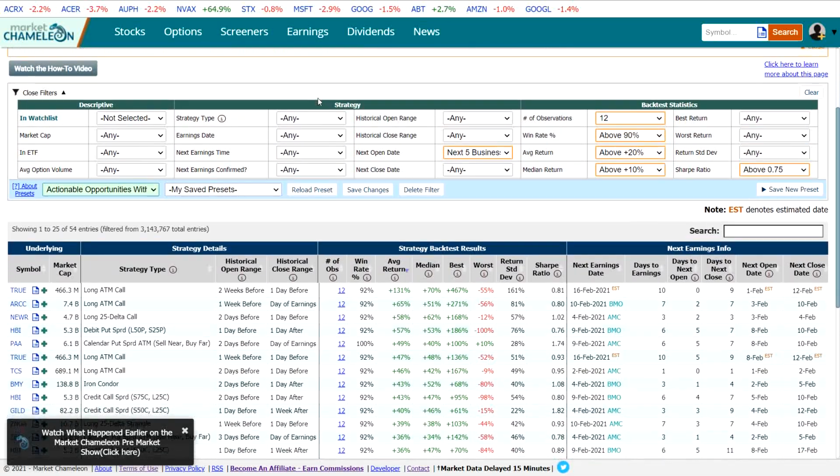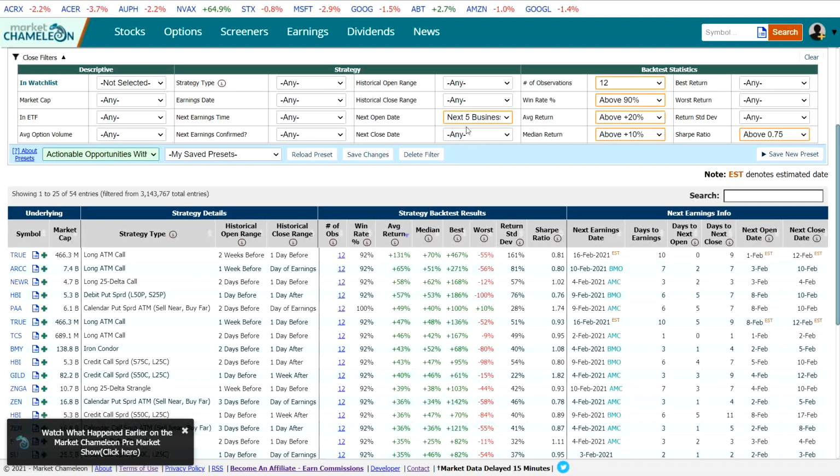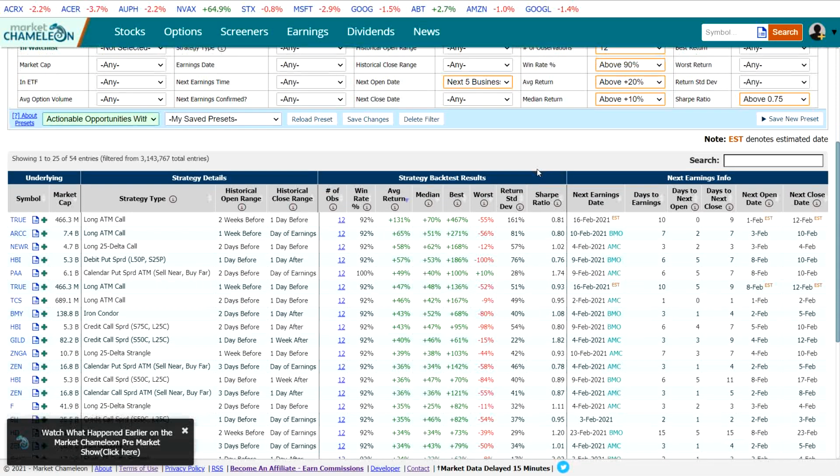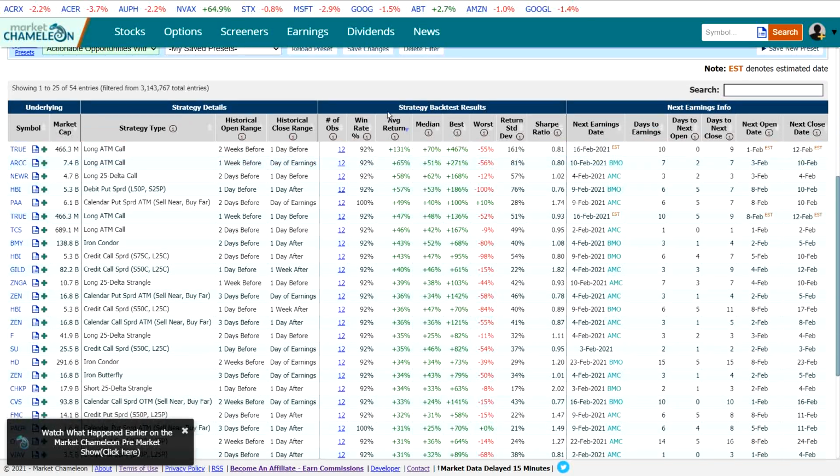I did a couple of filters in here for all the earnings in the next 5 business days. Win rate of 90% and above, right here. Average return above 20%. Median above 10%. And basically, let's see what we did. I changed this one to average return, and sorted from highest to lowest.